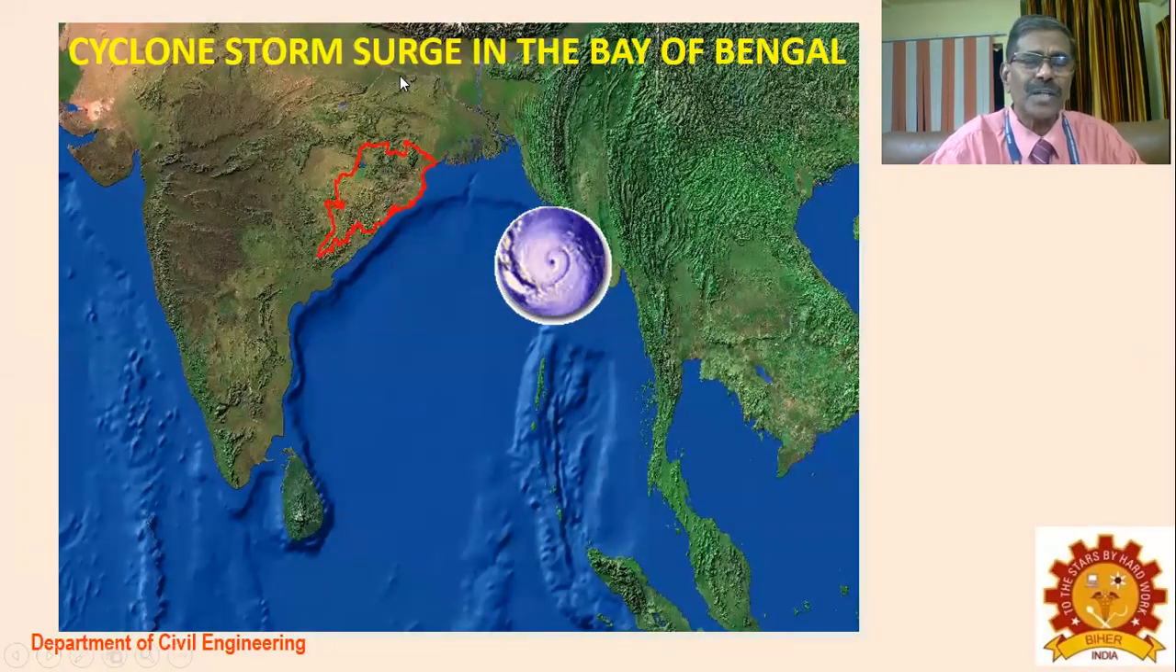So if you see a cyclone in India, which is in the northern hemisphere, you see a counterclockwise cyclone. Normally the cyclones which are generated in the Bay of Bengal are in the anti-clockwise direction only. And that is the whirling wind, because we are in the northern hemisphere.